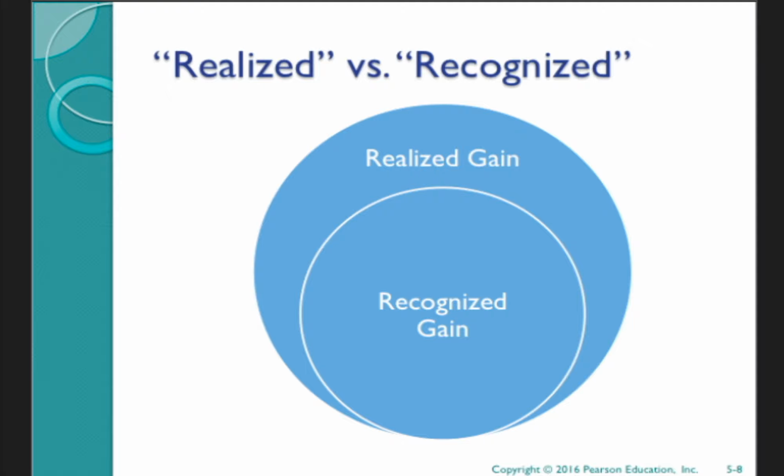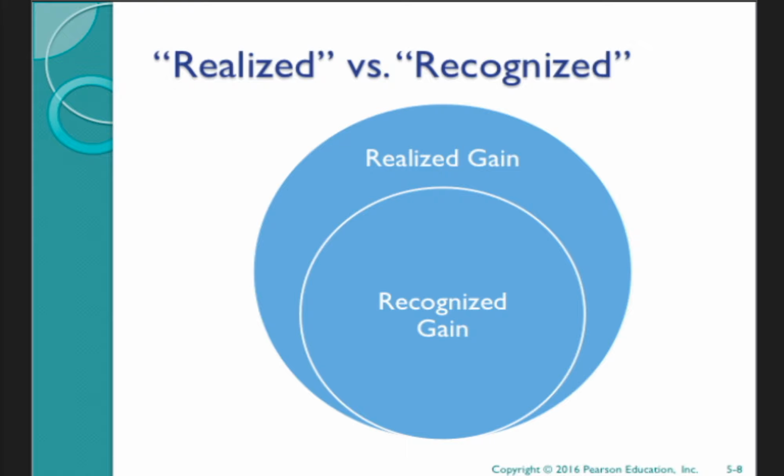And this graphic just shows you that a realized gain or loss will encompass everything that is a recognized gain or loss, but also encompasses a little bit more than that. So there will be some items that are realized gains or losses, and obviously for tax purposes we only really care about a realized gain, of course, because we're not going to be taxed on a loss. But you may have a realized gain in several instances and not be taxed on that.